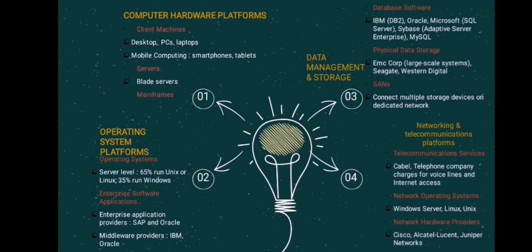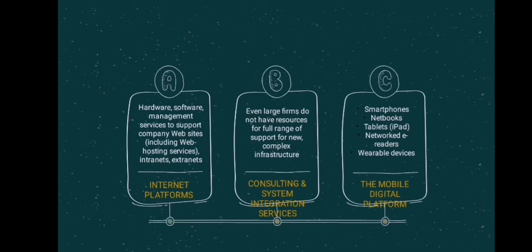Okay, so we go through networking and telecommunication platforms. There also have 3 points there. For the first one is telecommunication services, which is cable, telephone, company charges for voice lines and internet access. Next one is network operating system, for example, Windows Server, Linux, and Unix. And then the last one is network hardware providers. There are Cisco, Alcatel-Lucent, Juniper Networks. Okay, so we go to the next slide.